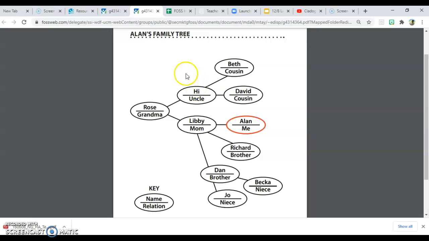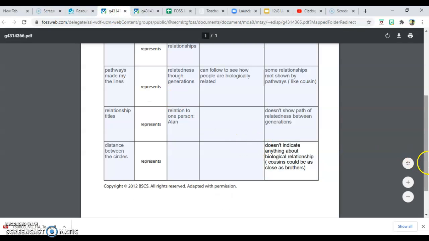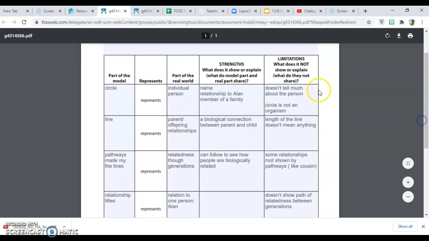It helps to show the most recent common ancestor and the common ancestor. But other than that, it doesn't give us any more value than what is presented here. Okay? So it only has three strengths: the name, relationship to Alan, member of the family, a biological connection between parent and child, and can follow to see how people are biologically related.